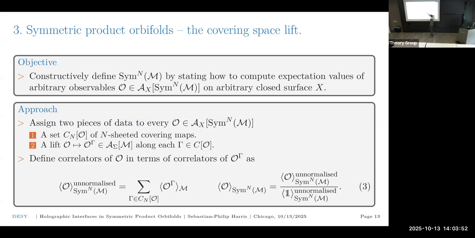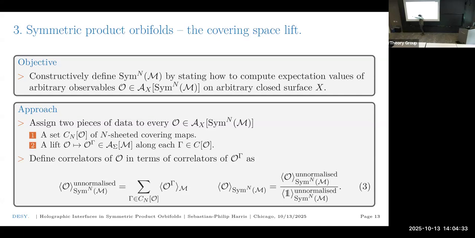So we take any observable and we assign to it 2 pieces of data. So first we assign a set of n sheeted covering maps, and that's how the n of the symmetric product orbifolds enters the construction. And then we assign a lift for each of these covering maps, along the covering map to a new observable, which is an observable of the seed theory on the covering space sigma. And with these 2 pieces of data, you can then define an arbitrary correlation function like this.